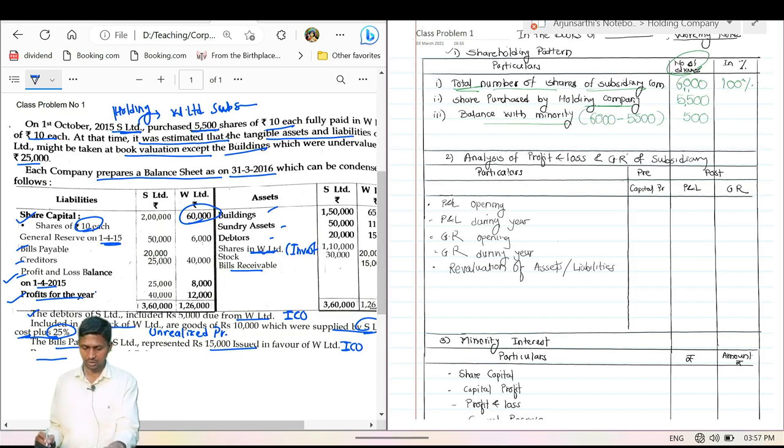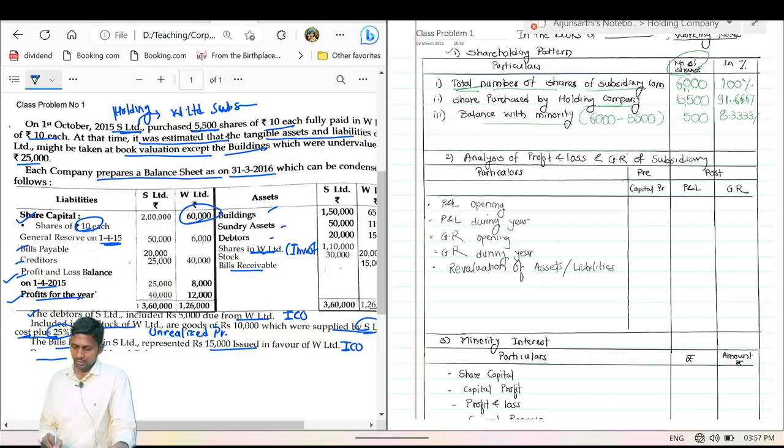Now you can do this calculation. 5,500 divided by 6,000 into 100. Can you calculate? I will use my calculator. You can also use it. 5,500 divided by 6,000 into 100 is 91.67%, 91.6667%, and then minus from 100, you will get 8.3333%. Correct.